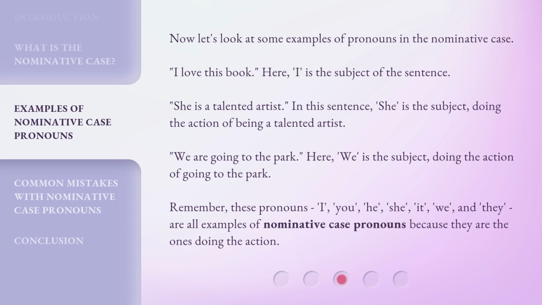We are going to the park. Here, we is the subject, doing the action of going to the park. Remember, these pronouns, I, you, he, she, it, we, and they, are all examples of nominative case pronouns because they are the ones doing the action.